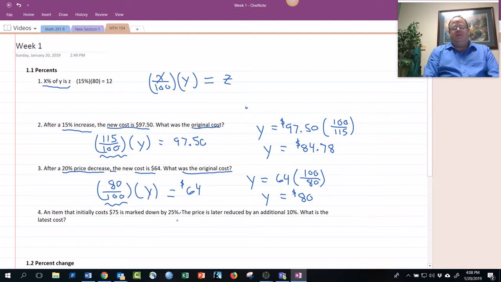Now this one has got a slight twist in it. Let's have a look. An item that initially cost $75 is marked down by 25, later reduced by an additional 10. What is the latest cost? Okay, so remember the way we do things, the original amount is going to be 75, that's going to be the Y. The catch to this one is we got two percentages, so I'm going to do them both, right? We've got to drop down by 25, and then we've got to decrease by another 10, all right?